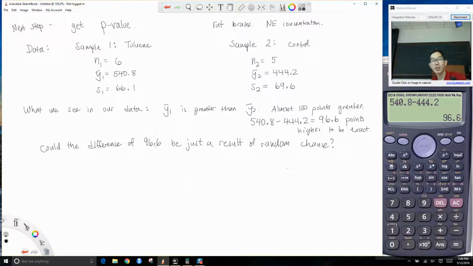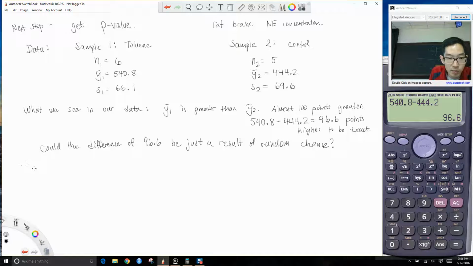Even if this was a difference of a billion or whatever, the question is could it be a result of random chance? The answer is yes. It's always technically possible for stuff to happen. The question is, if we assume that it's random chance, then what's the probability that we get this result? And that's effectively what a p-value is. So when we get the p-value, let's assume that the null hypothesis is true and any difference we observe is just a result of random chance.